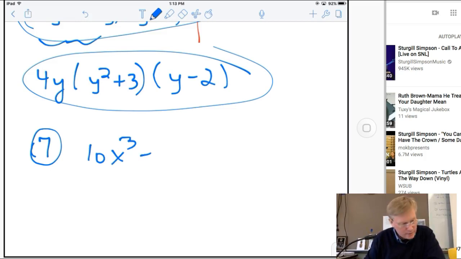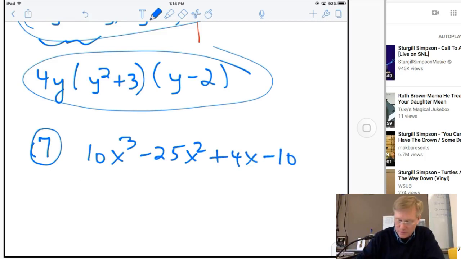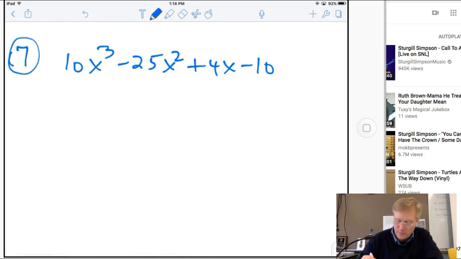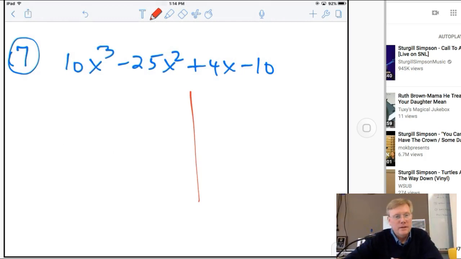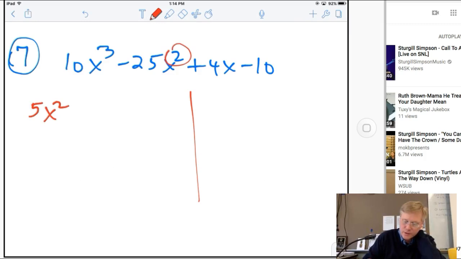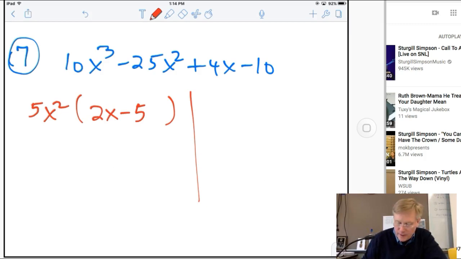X to the 3rd minus 25x squared plus 4x minus 10. All right, so let's factor this one. Once again, 4 terms, draw a line down the middle, factor by grouping. 10x to the 3rd and 25x squared, what can you pull out of both of those? Both divisible by 5. I can pull out 2 x's because the smallest exponent determines how many you can pull out. Leaves me with 2x minus 25 divided by 5 is 5.